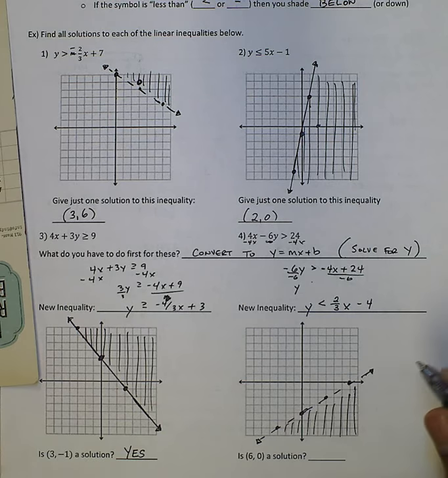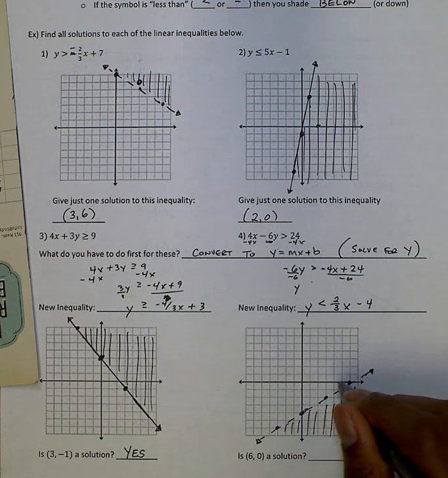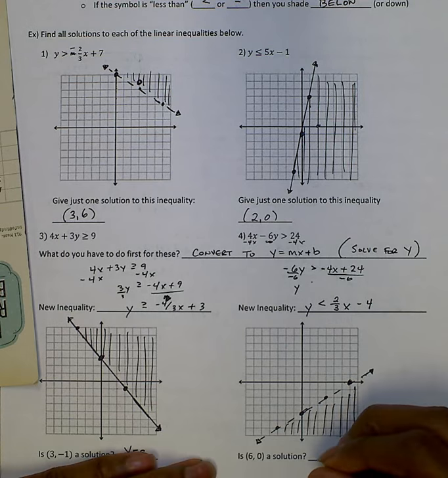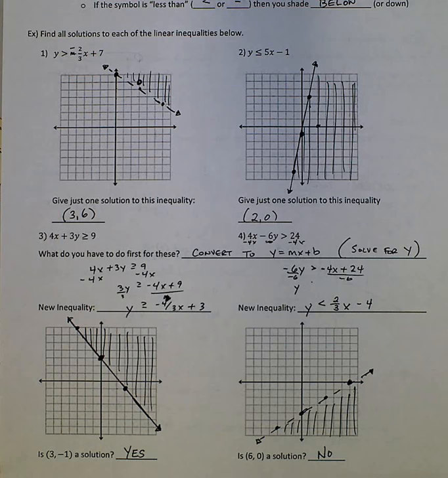And so now the question, (6, 0). Is this a solution? 1, 2, 3, 4, 5, 6. It is on our line. It is on our dotted line, so no.